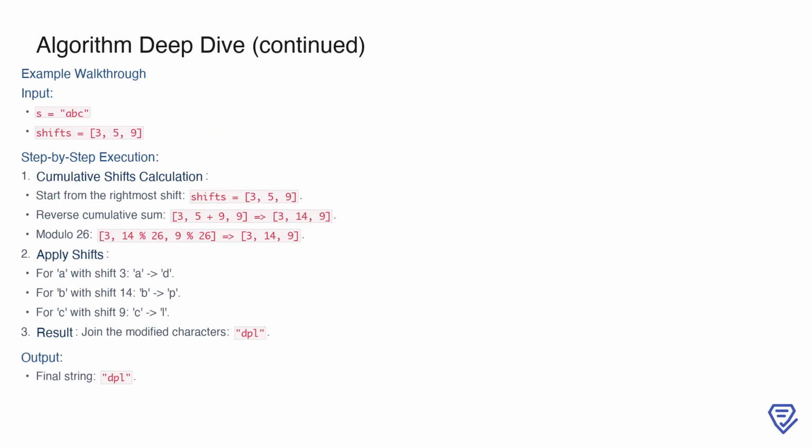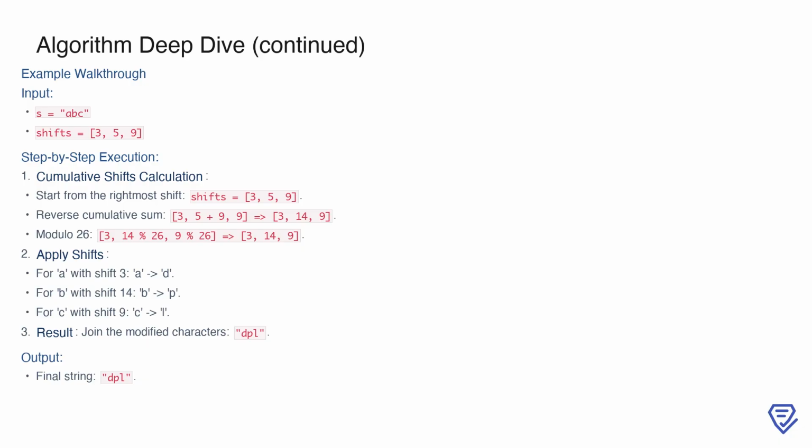Let's see how the algorithm works with a concrete example. Suppose the input string is s equals abc and the shifts array is 3, 5, 9. First, we calculate the cumulative shifts by traversing the shifts array from right to left. Starting with the rightmost value, we compute the reverse cumulative sum. The last value remains 9, the second becomes 5 plus 9, which is equal to 14, and the first remains 3. After applying modulo 26, the cumulative shifts array becomes 3, 14, 9.